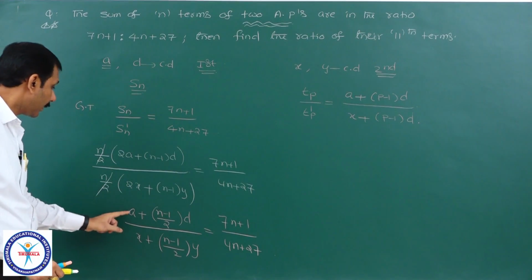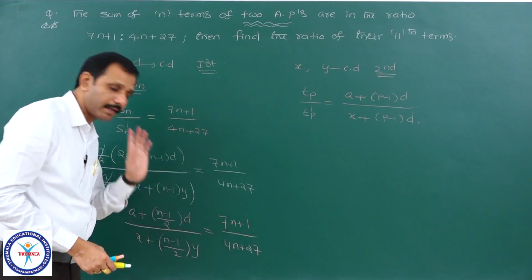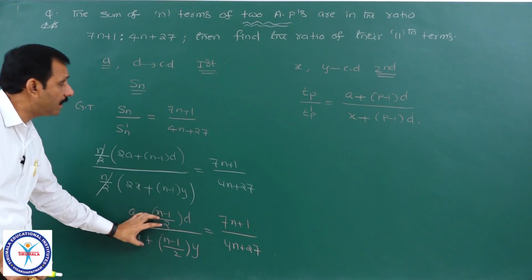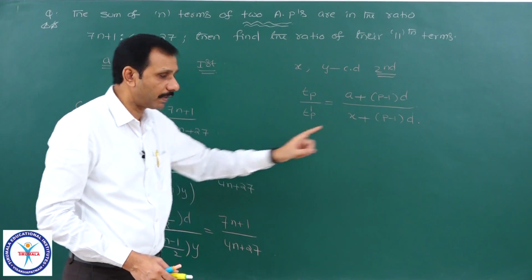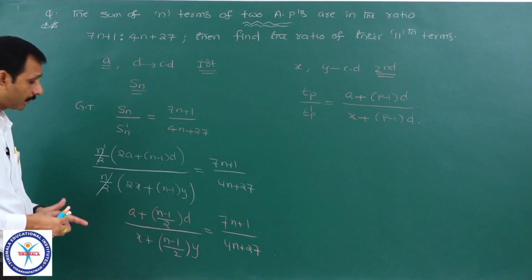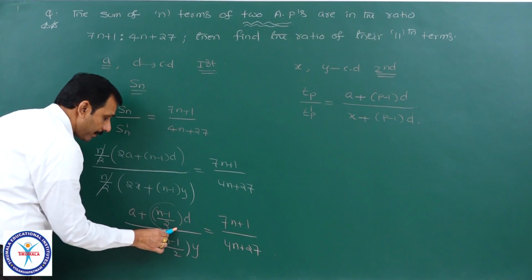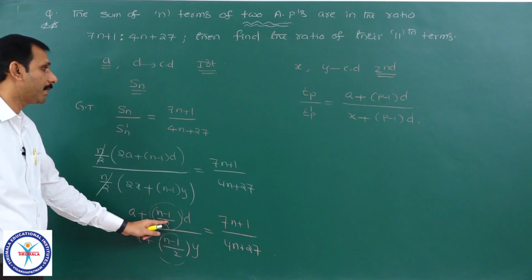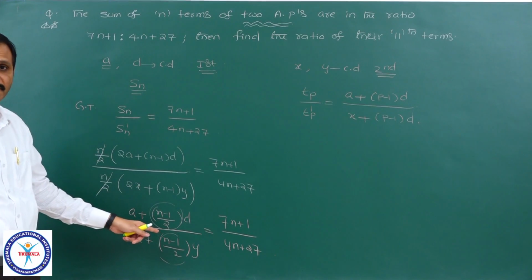This is A plus (n minus 1) by 2 into D by X plus (n minus 1) by 2 into Y. Right. Now I want this to be A plus (P minus 1) into D by X plus (P minus 1) into Y. When will it become that? Only one change: if you replace (n minus 1) by 2 with P minus 1, it will become A plus (P minus 1) into D by X plus (P minus 1) into Y, which is Tp by Tp dash.